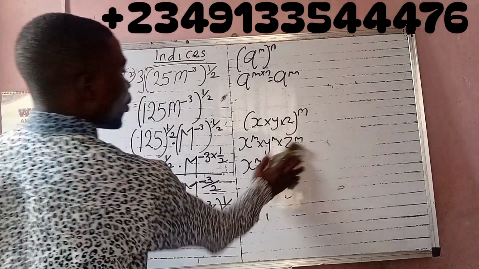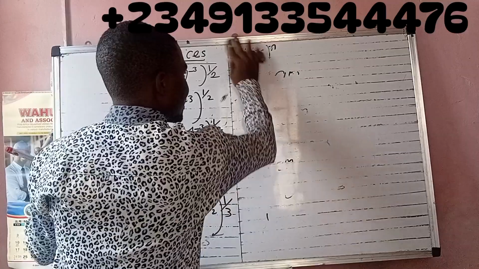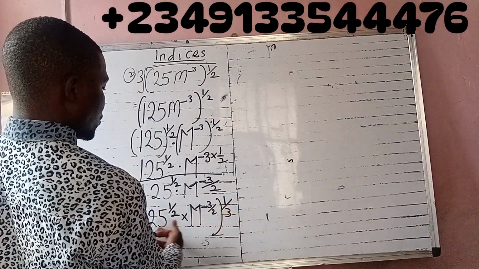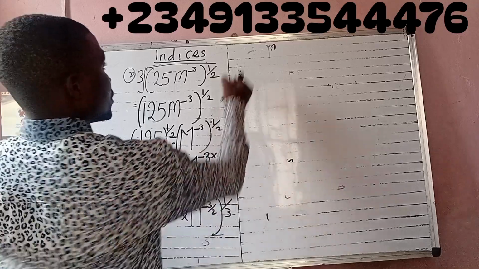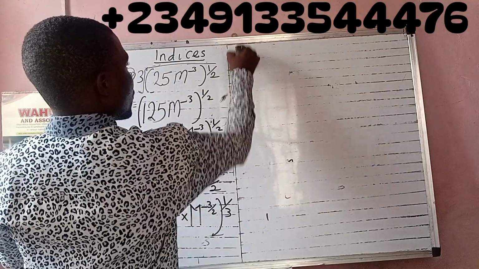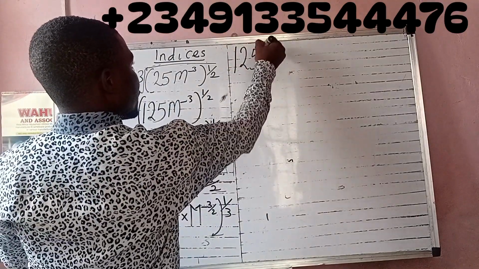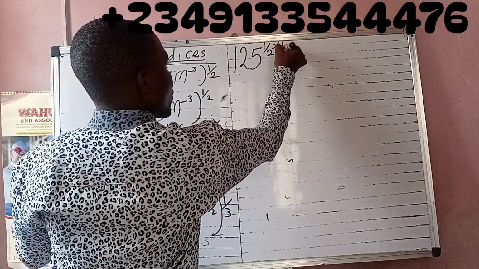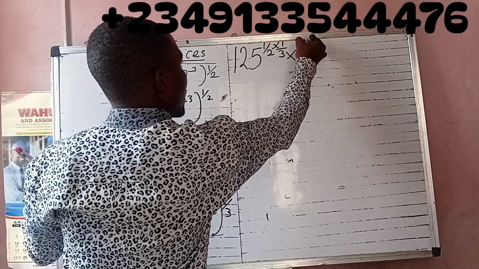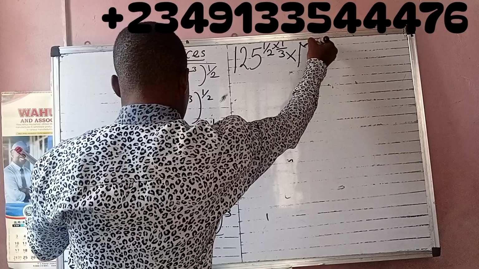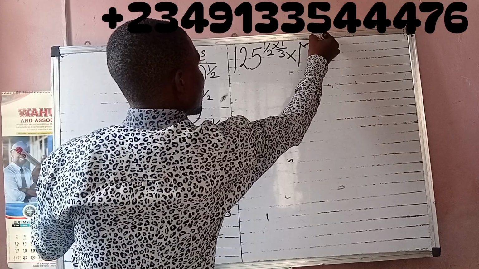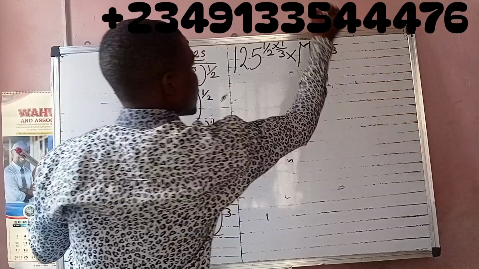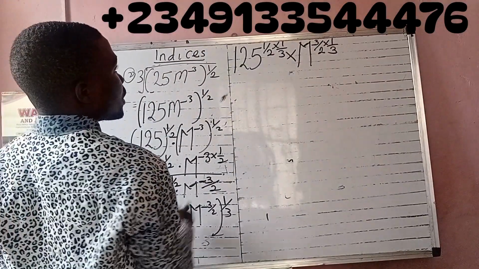Looking more interesting. Here now we can assign the power to each variable. So here we have 125 to the power 1 over 2 times 1 over 3, multiplied by m to the power minus 3 over 2 multiplied by 1 over 3. So here now let's multiply.